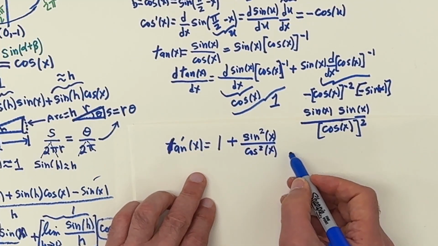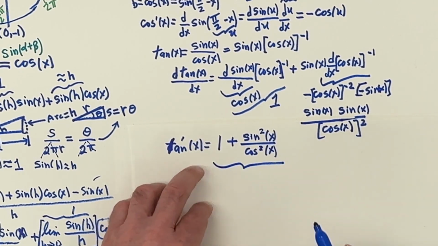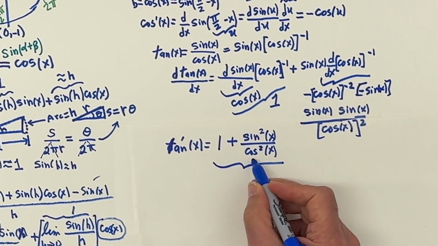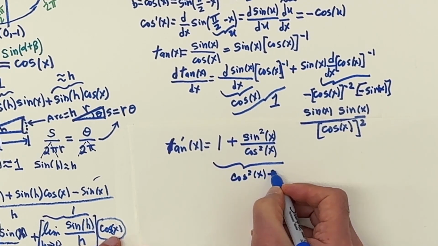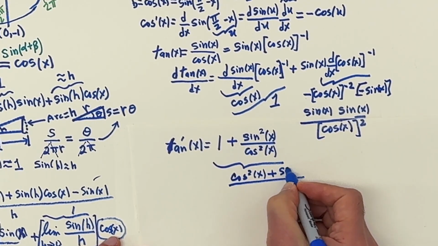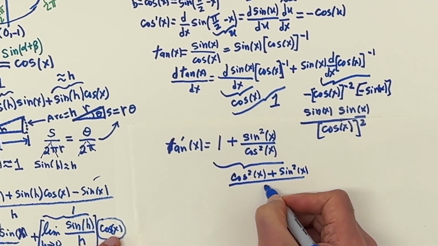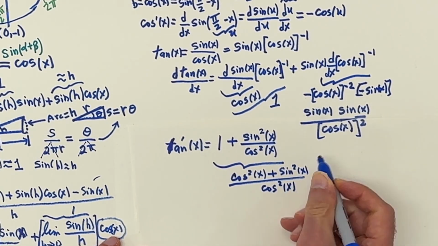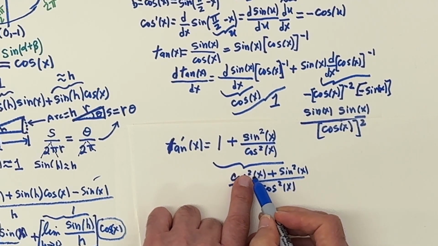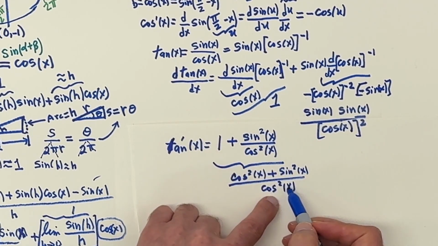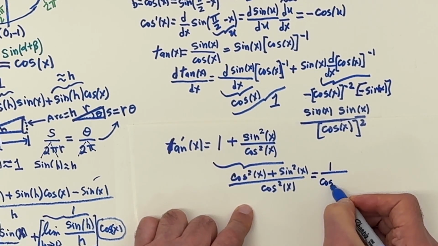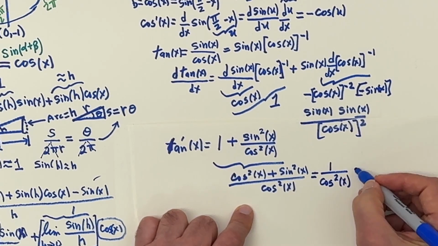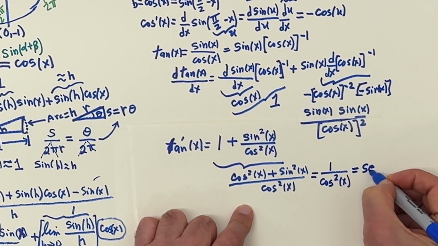Now, we can find a common denominator here. And the common denominator is the cosine squared of x. So this would be cosine squared of x plus the sine squared of x all over the cosine squared of x. All right? Cosine squared of x divides into there to get you to 1, and then sine squared x over cosine squared x gets you that one. And this is 1 over the cosine squared x. Now you're going to see that is the secant squared.